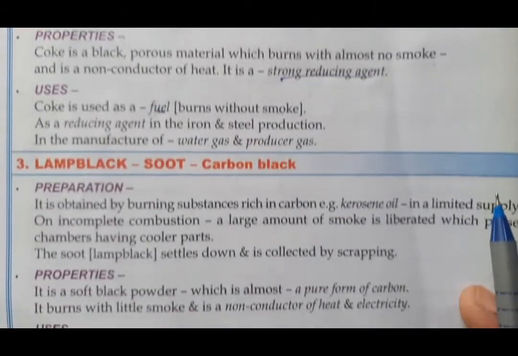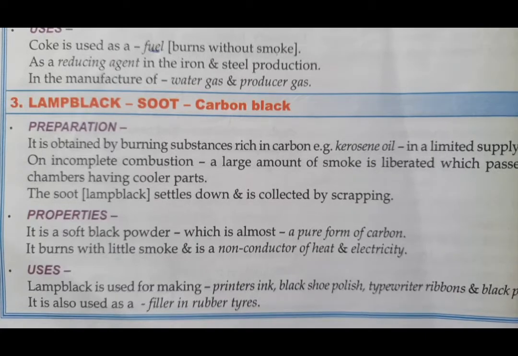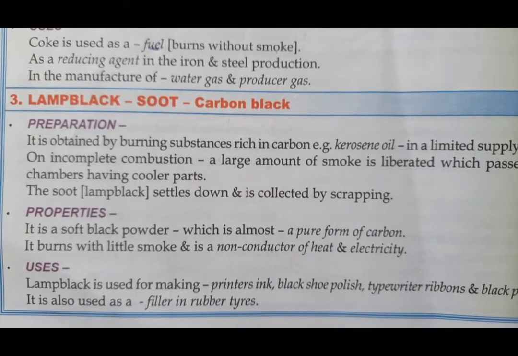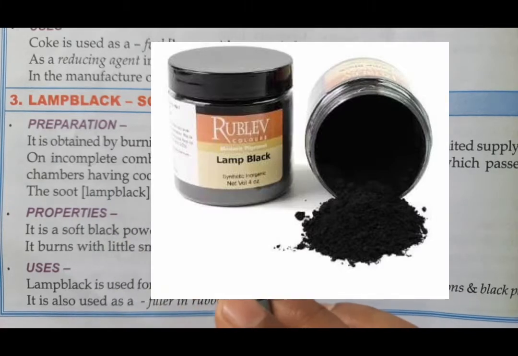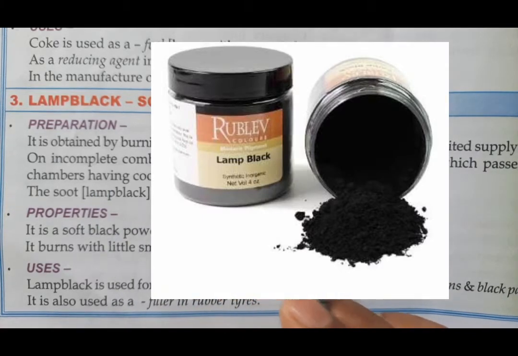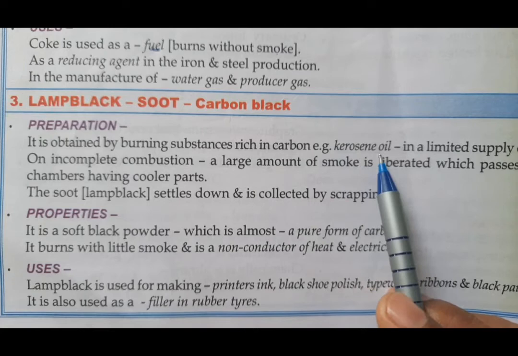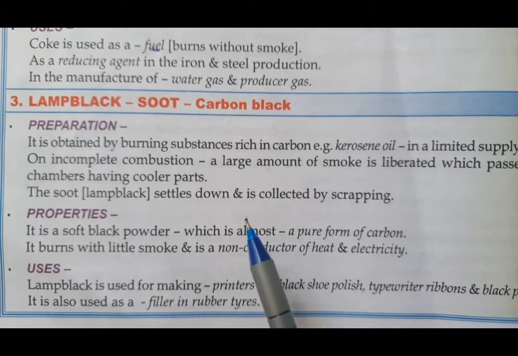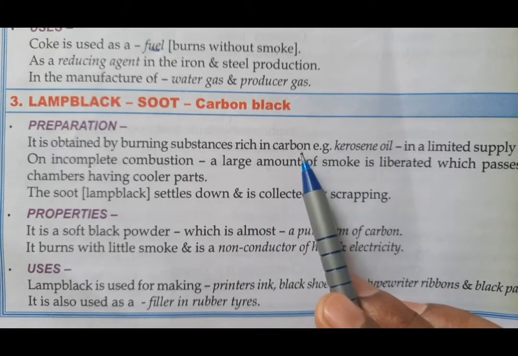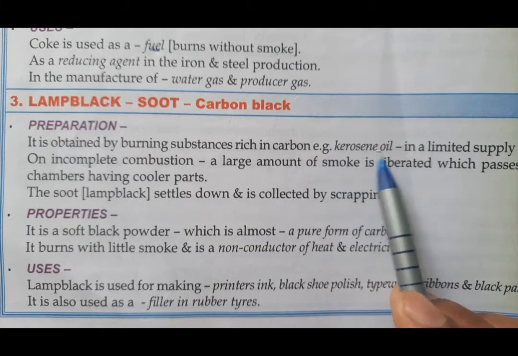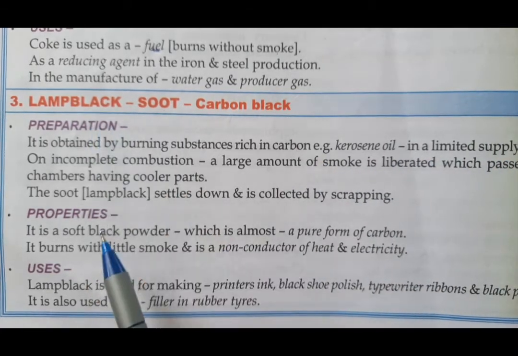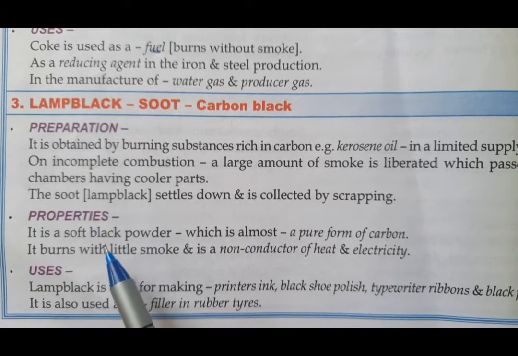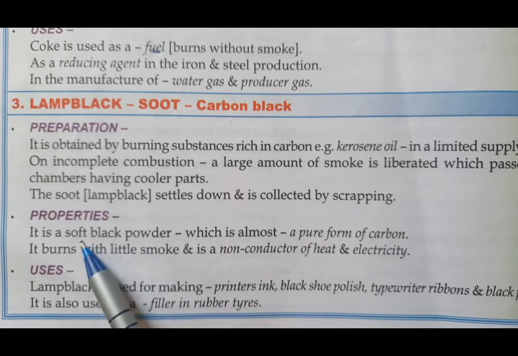Okay, now we go to another form of carbon, the amorphous form, and that is lamp black, also known by the name soot. It is prepared by burning a substance rich in carbon, for example kerosene oil, in a limited supply of air. So when you burn kerosene oil in a limited supply of air, what you get is lamp black or soot, students.